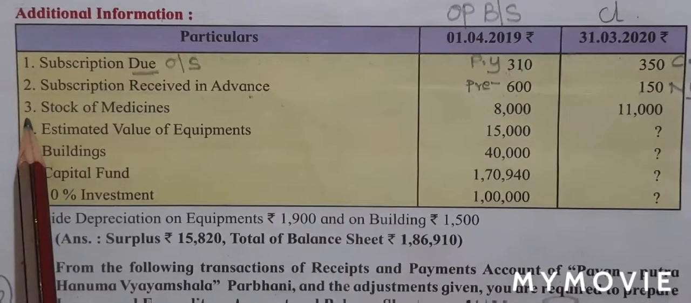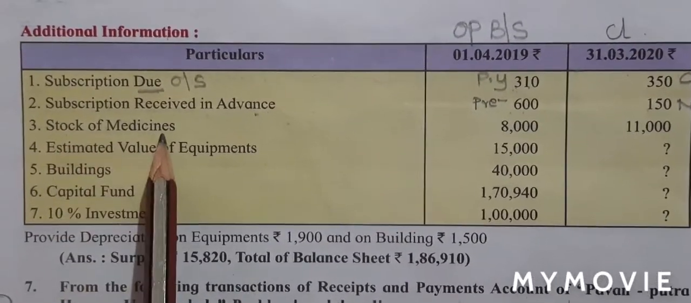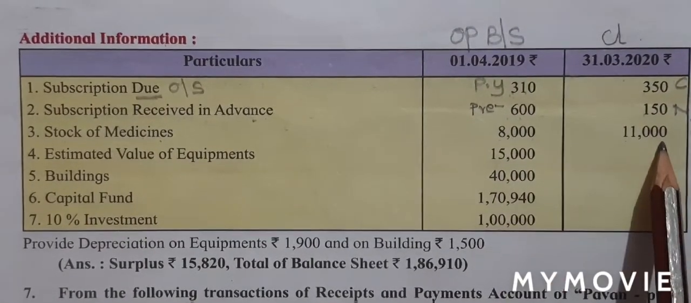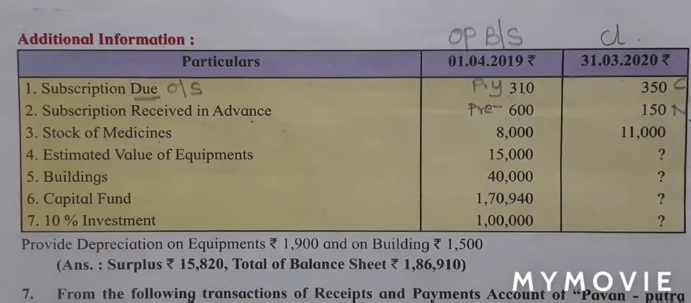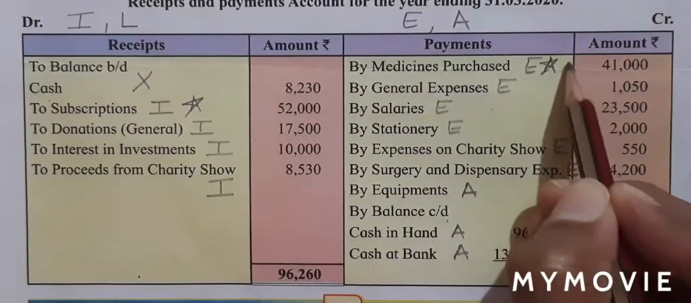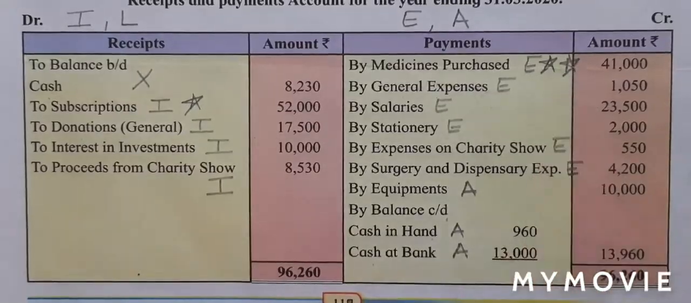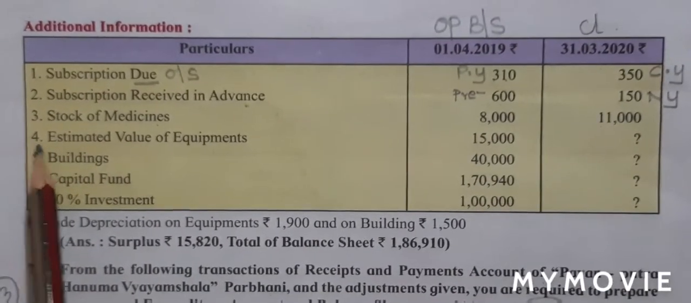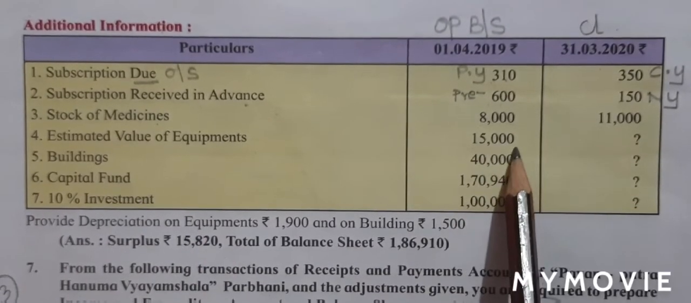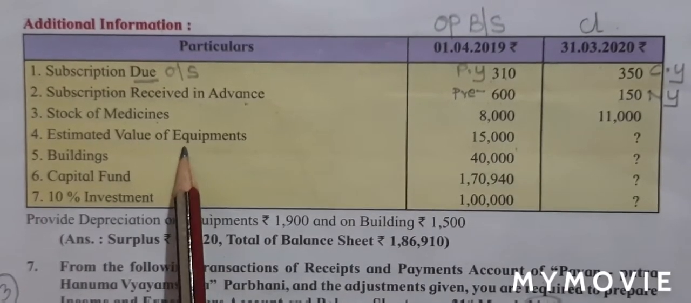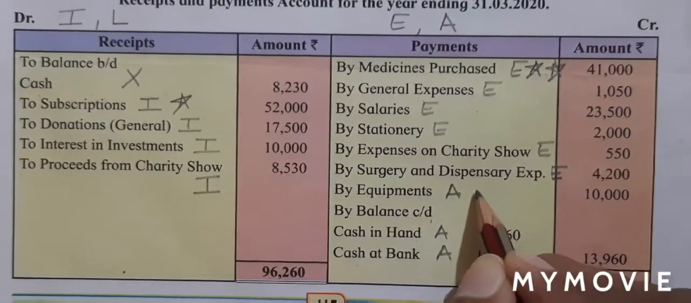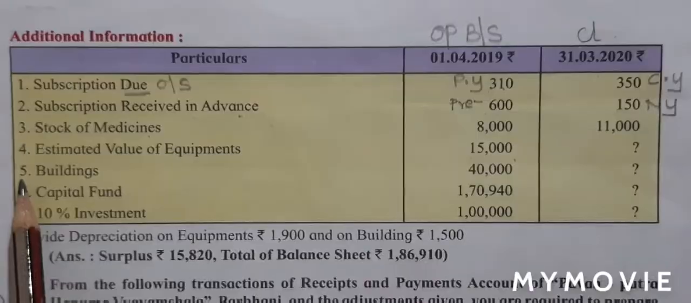Adjustment number 3, stock of medicines. They have given me stock of medicines opening as well as closing. So let us mark star for medicines. So for medicines, I will mark 2 stars, one for opening and one for closing. Adjustment number 4, estimated value of equipment. Opening balance of equipment is given, so we have to mark star for equipment. Since opening balance for equipment is given, I will mark 1 star.